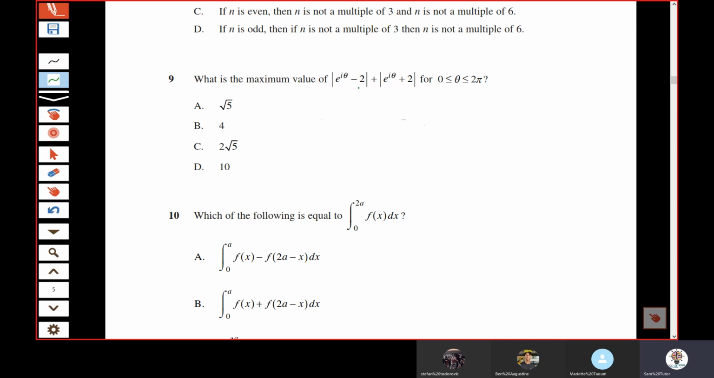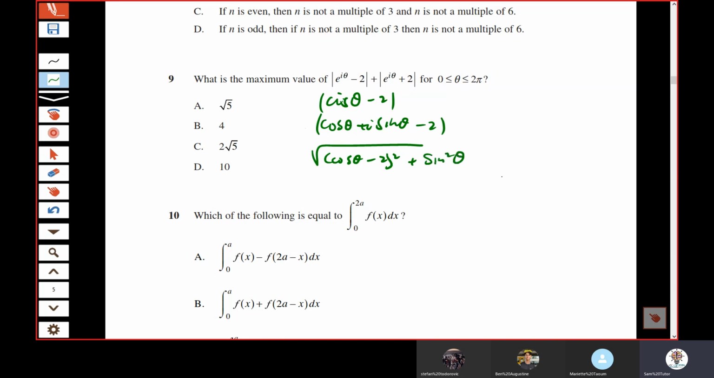I guess for e^(iθ) minus 2, if you wanted to, you can convert it to cis θ minus 2, find an argument, find the modulus of that. So that's cos θ plus i sin θ minus 2. How do I find the modulus of this? It's the square root of (cos θ minus 2) squared plus sine squared θ. You guys with me? Plus the square root of (cos θ plus 2) squared plus sine squared θ.